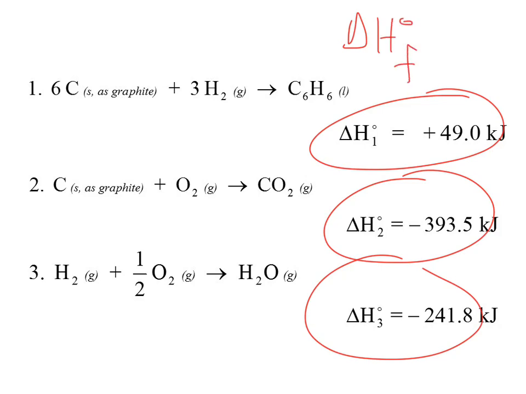Okay, how do we know that? Well, we look at the reactants, carbon plus H2. So this right here is the standard molar enthalpy of formation of C6H6. This one right here, number 2, carbon and oxygen, is the standard molar enthalpy of formation of CO2, exactly. This one right here, hydrogen and oxygen, is the standard molar enthalpy of formation of water. Exactly.